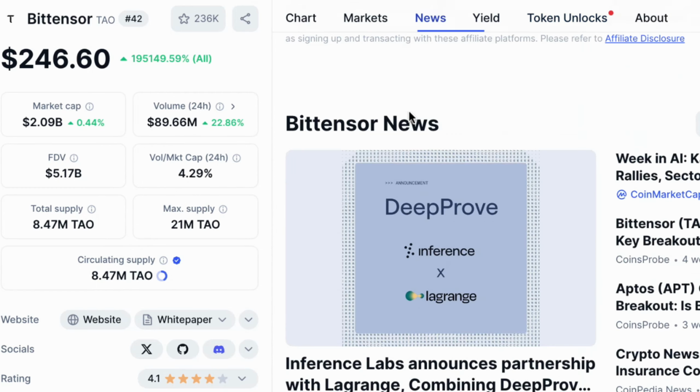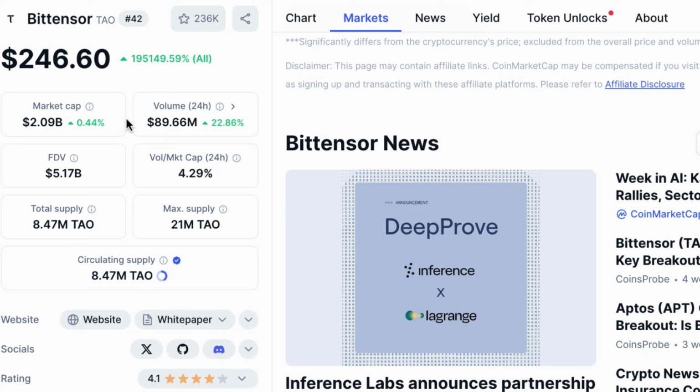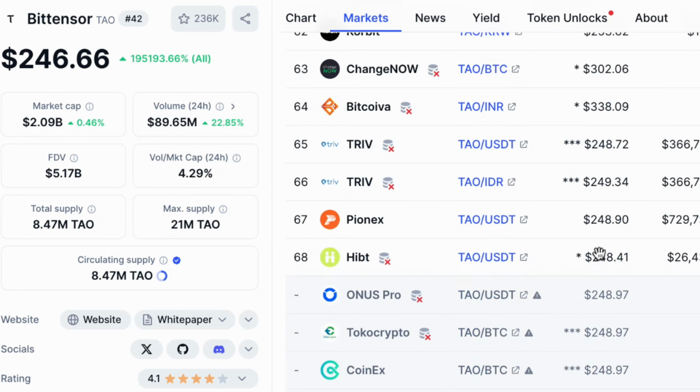Okay, so next you want to look out for the trading volume. This is very, very important. That's even the first thing I look at: the market cap, the volume, and the FDV. So this is doing $89 million volume. That's a lot of volume actually, and that's about 22% up in the past 24 hours. So it's doing better than the previous day.